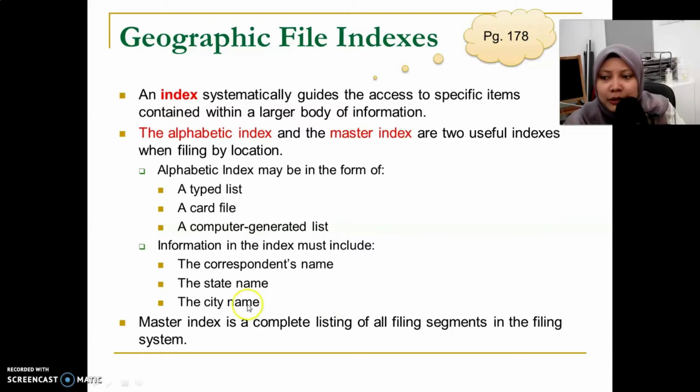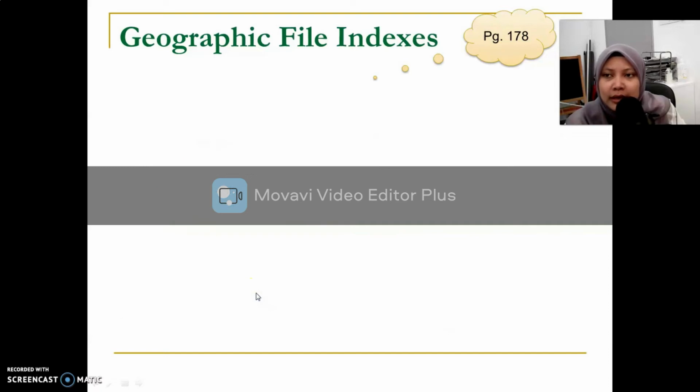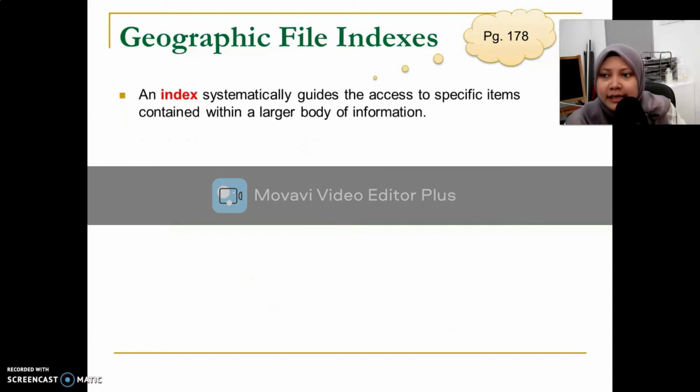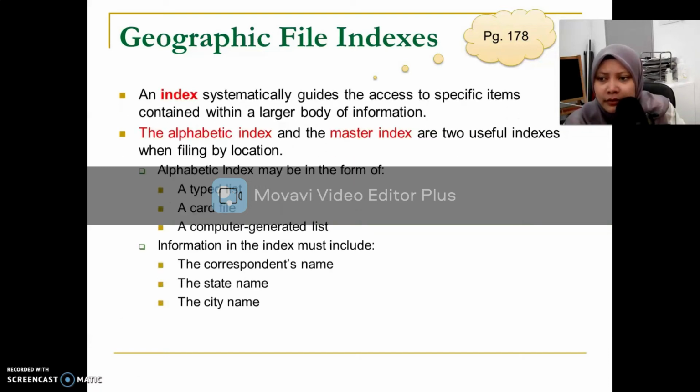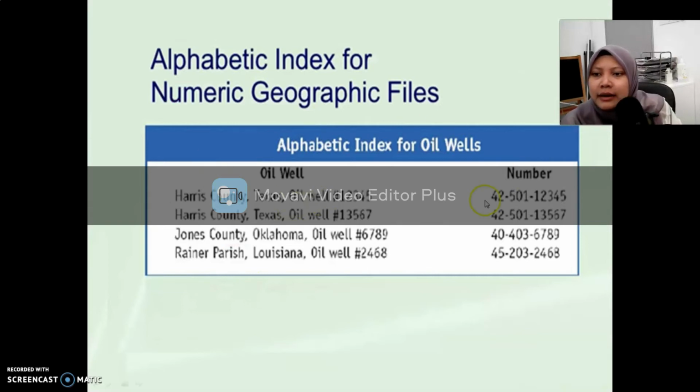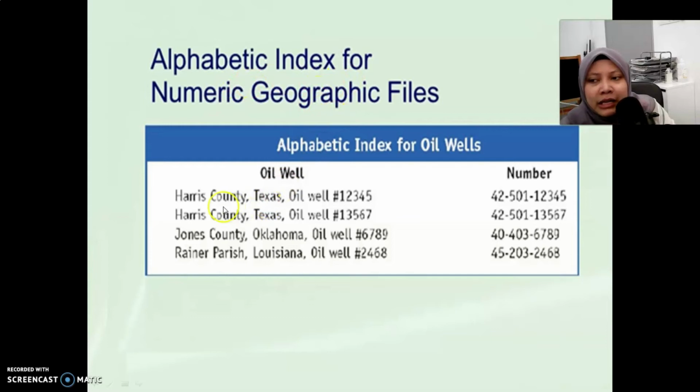I want to show you how the geographic file index looks. Okay, this one. This is an example of a floating index for a numeric geographic file, at which they begin with the name of the person or the correspondent's name. Here, Harris County.